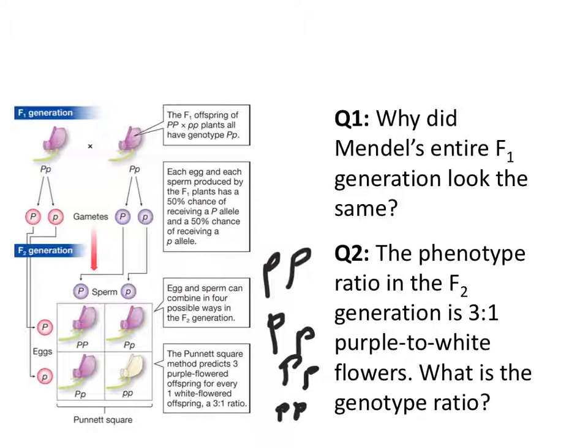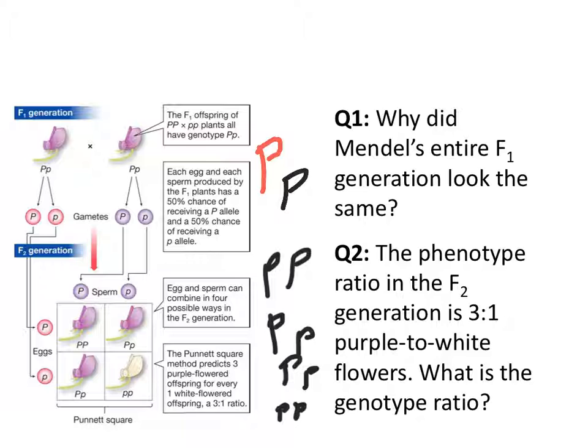So, for example, large P, we can either have the F2. Why did Mendel's entire F1 generation look the same? Because they were P. Okay. The phenotype ratio in the F2 generation is 3:1.